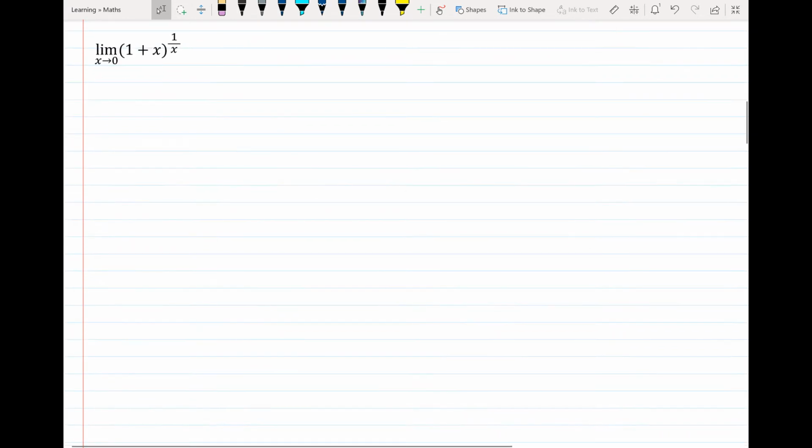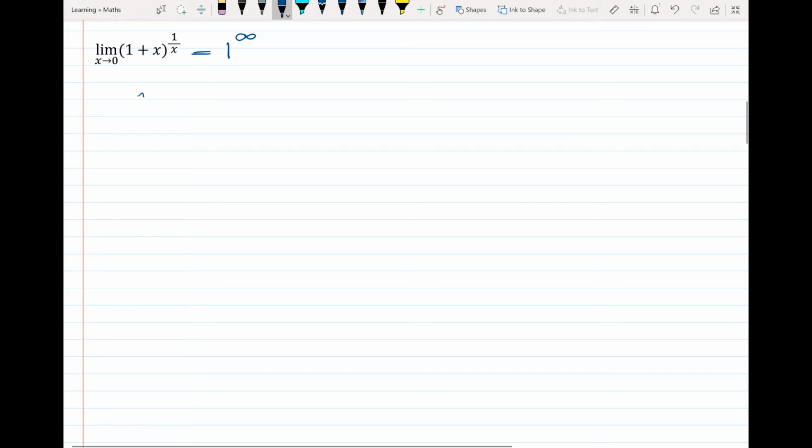Another example. Limit of 1 plus x to the power of 1 over x as x approaches 0. First, we have to plug in 0 for x to see what type of indeterminate form this limit is. If we plug in 0 for x, in the bracket we have 1 plus 0, which is 1, to the power of 1 over x, where x approaches 0. We know that when x approaches 0, 1 over 0 goes to infinity. So this limit is in the form of 1 to the power of infinity, which is an indeterminate form.